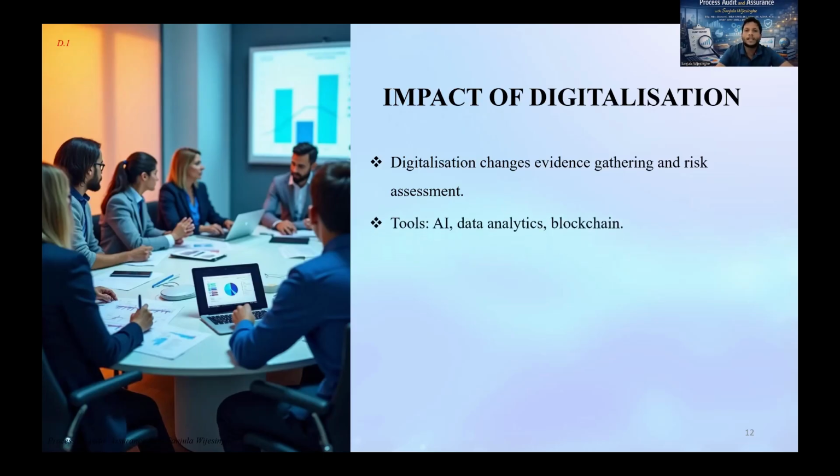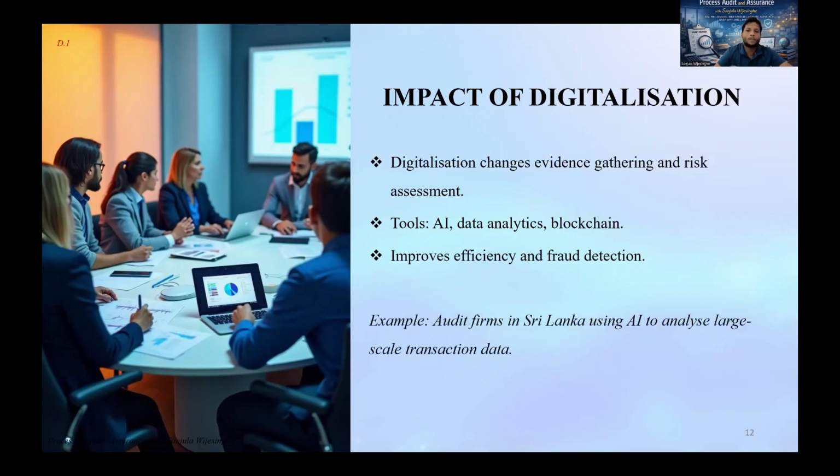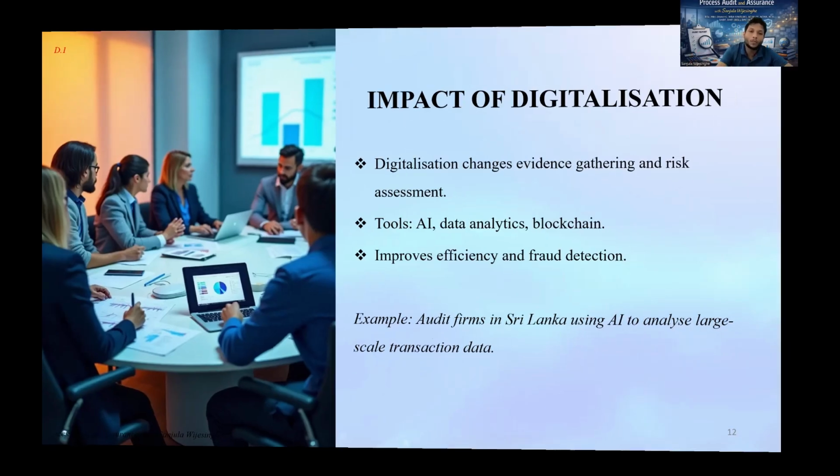Digitalization changes evidence gathering and risk assessment tools. AI, data analytics, and blockchain are also there. They improve efficiency and fraud detection. For example, audit firms in Sri Lanka are using AI to analyze large-scale transactions and data, because when it comes to public limited companies, the number of transactions is very high. Then we need to reach that satisfaction level and see those inspections. You can use a lot of AI tools nowadays.